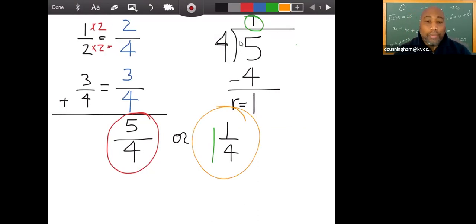And so what I circled in red is an improper fraction, and what I circled in orange is a mixed number, but they have the same value. So it depends how you want to write your answer or how your instructor would like you to write your answer for the problem.